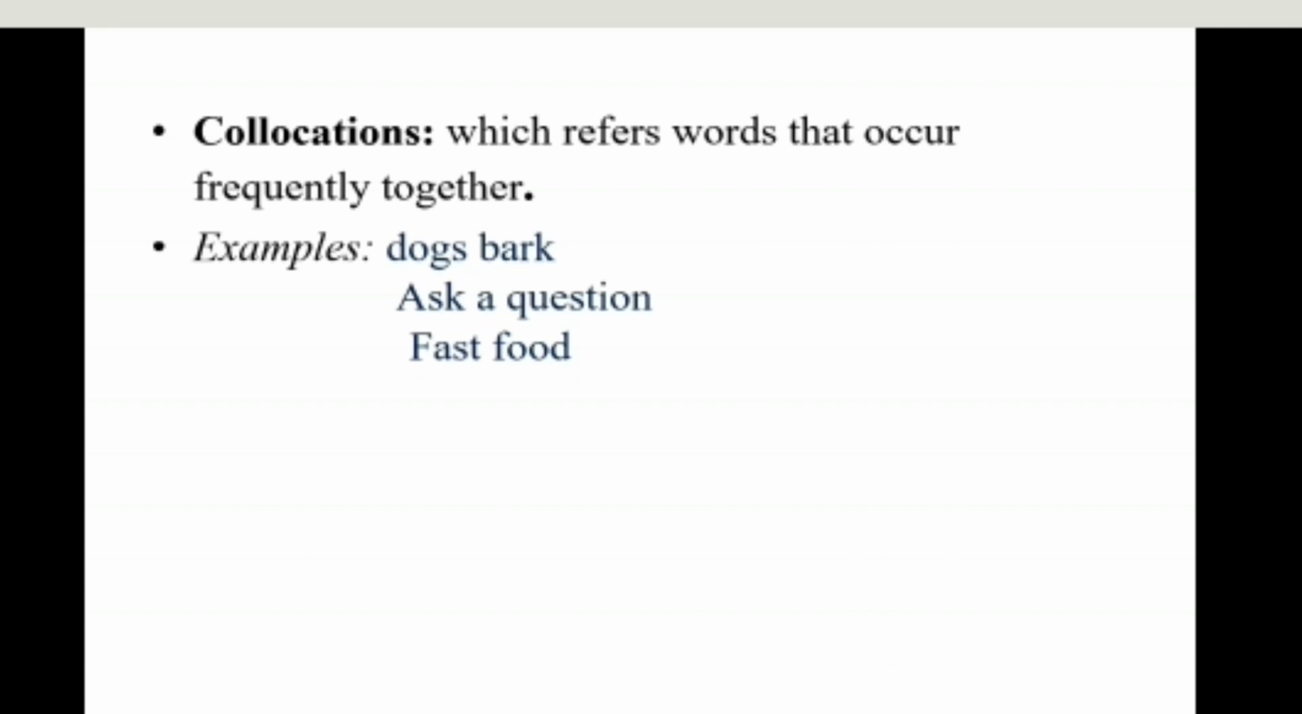Or we ask questions, for example. And in the phrase fast food, we cannot say quick food, even if it's its synonym, but we can say quick meal, and then again we cannot say fast meal. So collocations in general are words that go together.